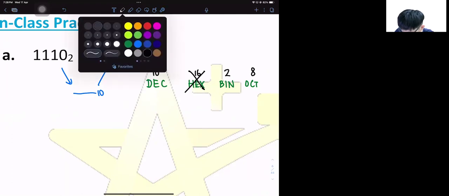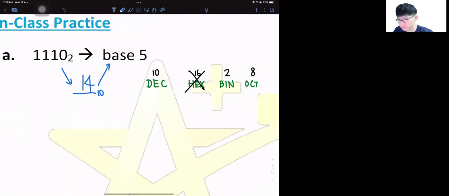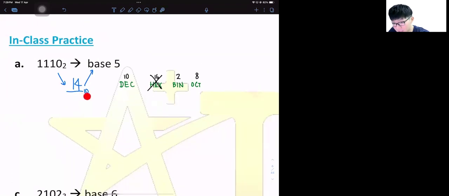The answer is 14. 1110 base 2 is actually 14 base 10. Sometimes if you can do a shortcut, you do the shortcut. Not always. Like now, base 10 back to base 5, you've got to do it on your own already. Understand? But again, it seems like everybody can do it already, so I just do it. If you cannot, then you just have to ask.